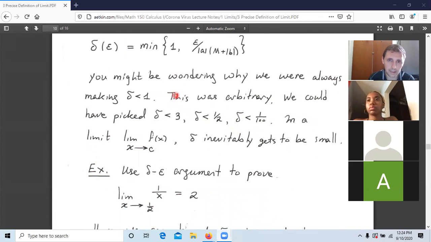So again, some of you have asked, why do I pick 1? I could have picked 3, 1/2, etc. The idea of this argument is that there's not a unique delta that I'm constructing. I just need to construct a procedure that tells me, if I have whatever target pipe, what should be the size of the input pipe so that the currents go from the blue pipe to the red pipe.